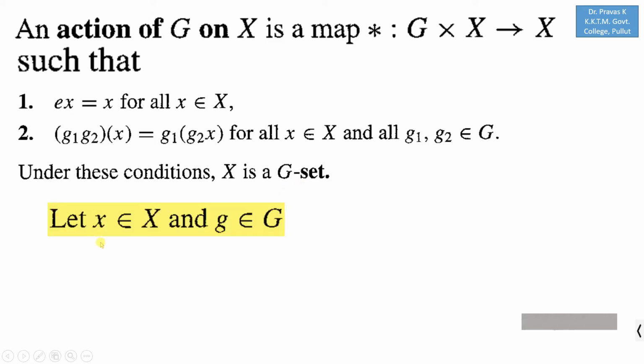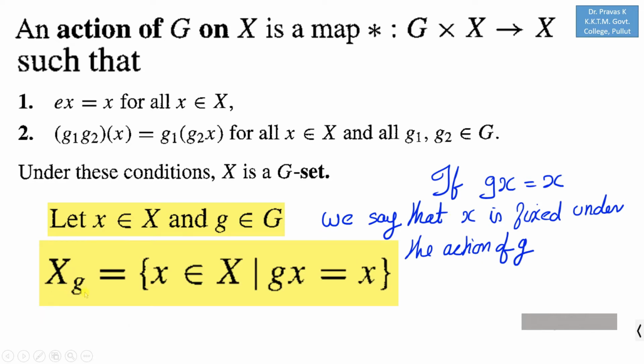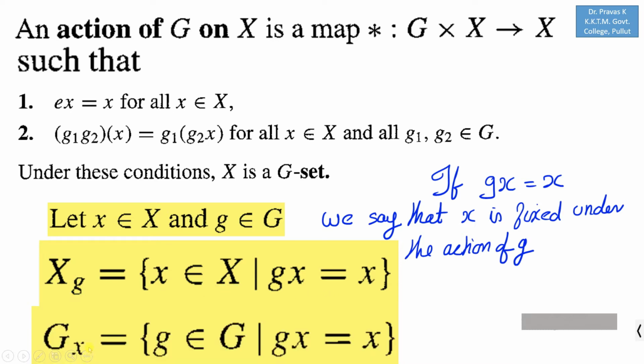Now let us consider an element small x in the set X and small g in the group G. If gx is equal to x, we say that x is fixed under the action of the element g in the group. Corresponding to a small g in G, the collection of all elements in X that are fixed under the action of g is denoted X_g, and corresponding to an element x, the collection of all elements in G that leaves x fixed is denoted G_x.